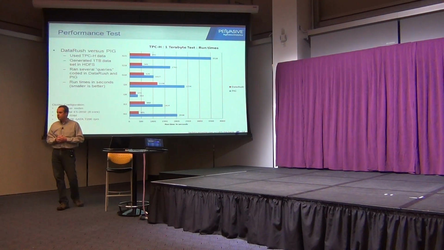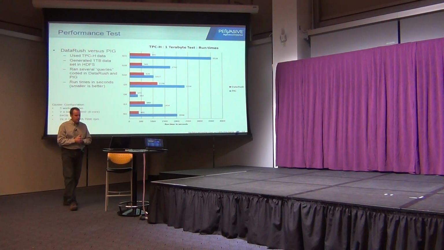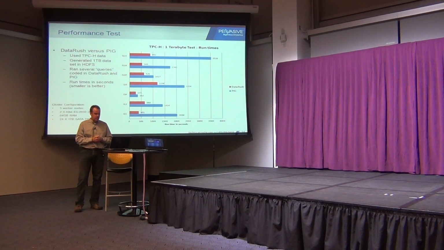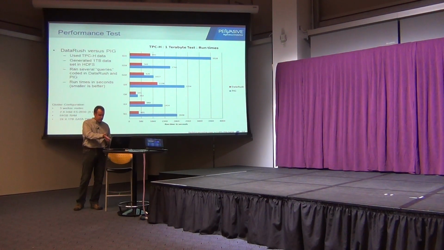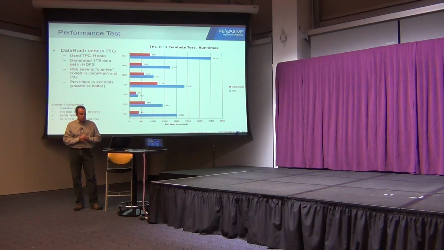So, a pretty meaty cluster, but not too much bigger than what I think is fairly normal. And you can see the results. The results for DataRush are in red, the results for Pig are in blue, and that shows you the runtime in seconds. So a small runtime, of course, is better. On some of the queries, like query 1, we were about 5x the performance of Pig. Other queries were 2 to 3 to 4x.